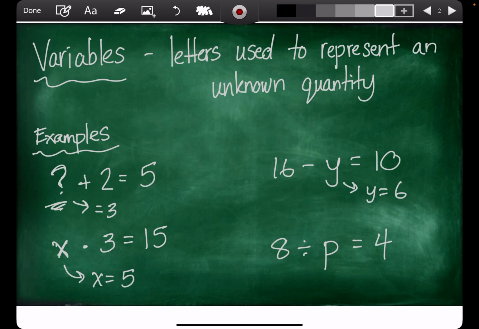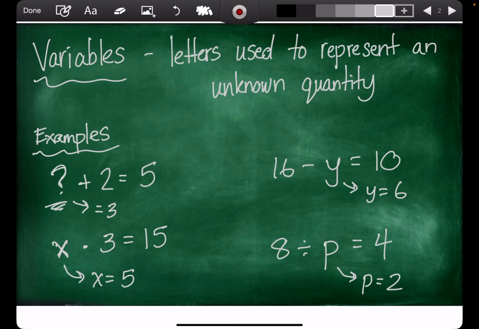All right, so the last example, 8 divided by p equals 4. That's asking, again, 8 divided by what would get you 4? So what number could we put in for p that would make this equation true? Well, I know 8 divided by 2 is 4, so p would be 2. Hopefully that gives you a little bit better understanding of variables.